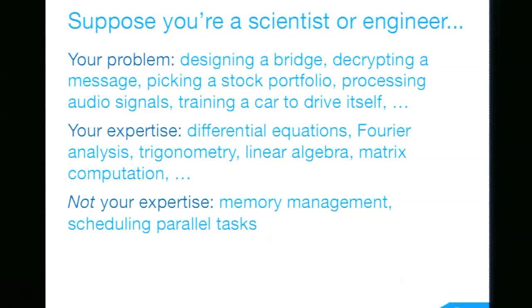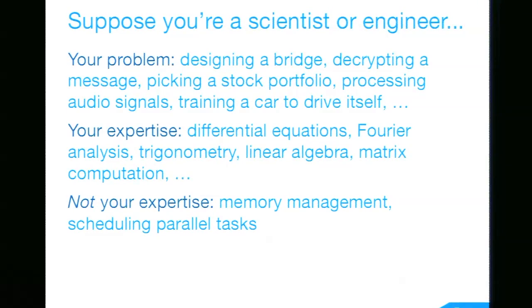So imagine you're a scientist or an engineer working on some numerical application. And this might, in fact, describe some of you, so it won't be very hard for you to imagine. So you might be working on any number of things. You could be designing a bridge, decrypting a message, picking a stock portfolio, processing an audio signal, training a car to drive itself, and so on. And the mathematical tools that you use for these kinds of applications might include things like differential equations, Fourier analysis, trigonometry, linear algebra, matrix computations, and so on. And you're an expert in those things. And they are what you want to be thinking about when you write your code.